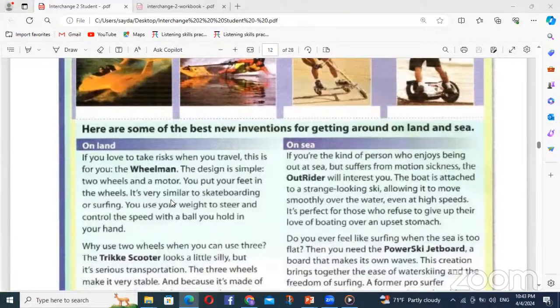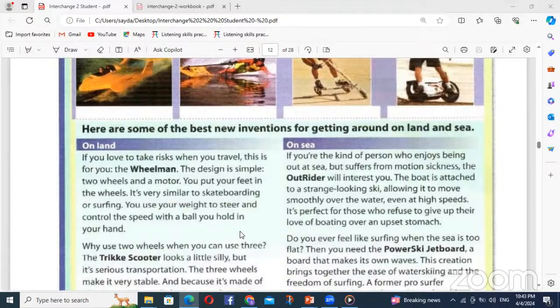If you love to take risks when you travel, this is for you. The wheelman, the design is simple. Two wheels and a motor. You put your feet in the wheels. It's very similar to skateboarding. You use your weight to steer and control the speed with a ball you hold in your hand.